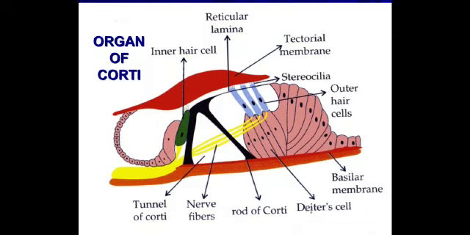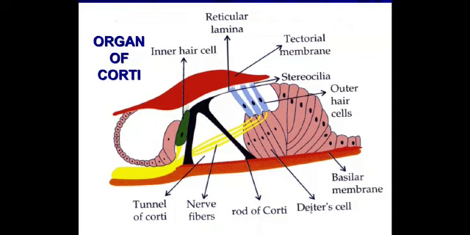So this is the receptor for hearing. We can see the inner hair cells with the stereocilia and the outer hair cells. The inner hair cells are 3500 in number and have rich innervation, whereas the outer hair cells, which are 20,000 in number, have lesser innervation. That means one nerve fiber innervates many outer hair cells, based on the principle of convergence.